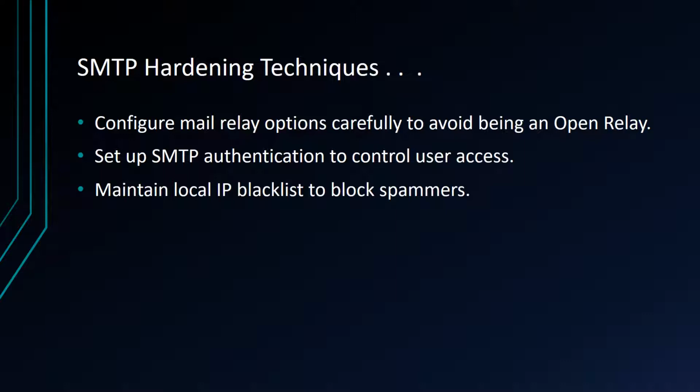The next one is to set up SMTP authentication to control user access. Users of your server must obtain permission to send mail by first giving a username and password. This helps prevent open relay and abuse of your server. So if this is done the right way, only those with known accounts can use the server to send mail. This is a highly recommended step when your mail server has a routed IP address.